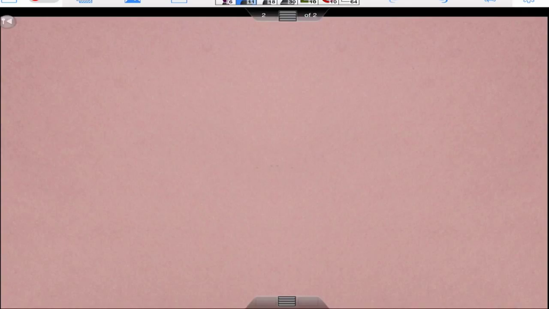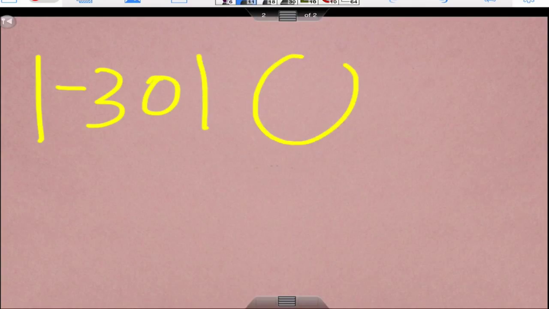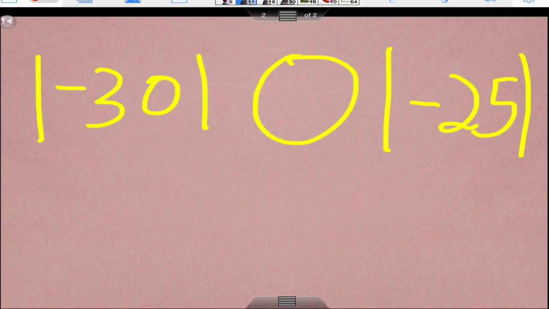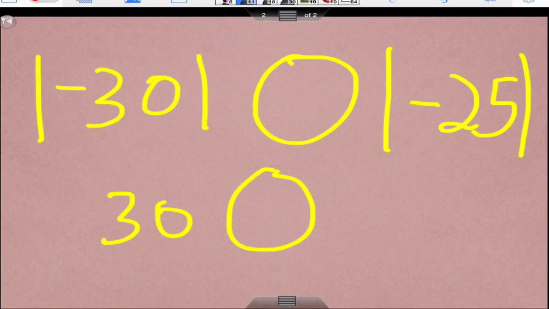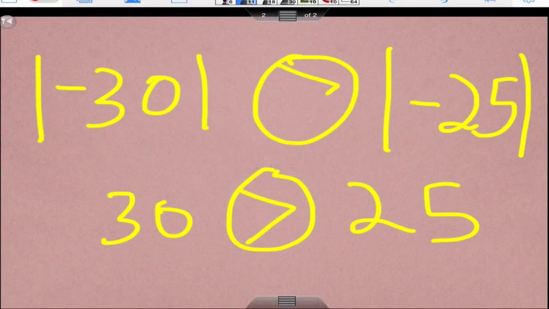A couple other things that we're going to need to know is this. If we need to compare numbers that have absolute value. So, for example, if I have absolute value of negative 30, and I want to compare it to the absolute value of negative 25, we need to remember that it's how far it's away from 0. So absolute value of negative 30 is just 30. The absolute value of negative 25 is 25. And you say 30 is bigger. So the absolute value of negative 30 is bigger than the absolute value of negative 25.